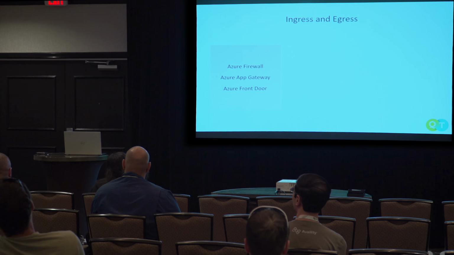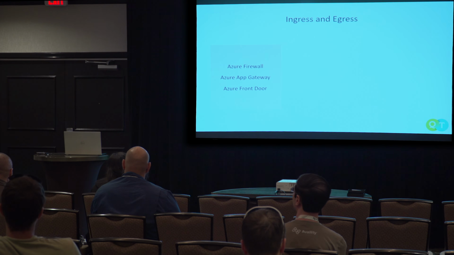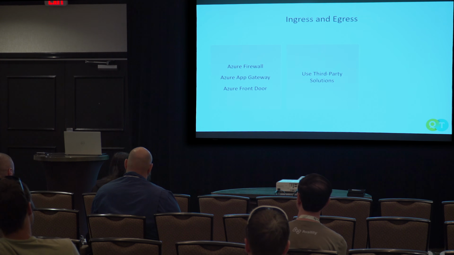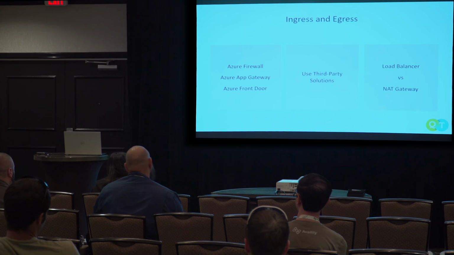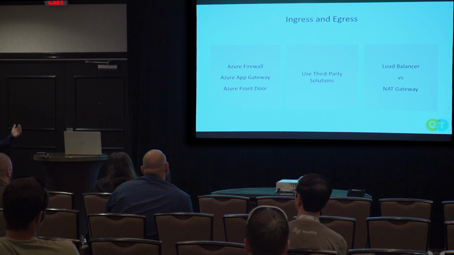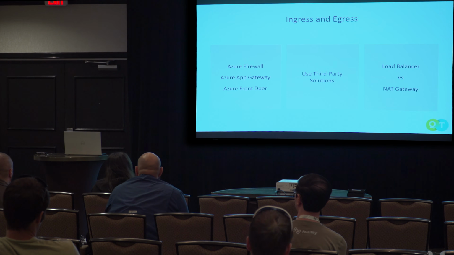I know Front Door Premium now, I think, has the level 7 firewall. And Front Door is like your Cloudflare. You can do your nearest neighbor, special routing, whatever you want to with that. And to make sure you don't get denial of service attacked, you can use third-party solutions, and then you need to understand the difference between a load balancer and a NAT gateway.